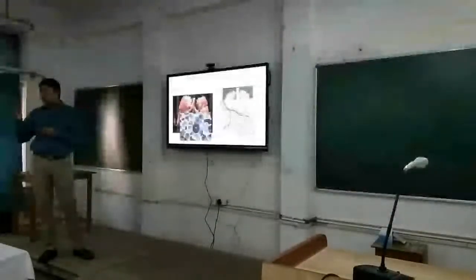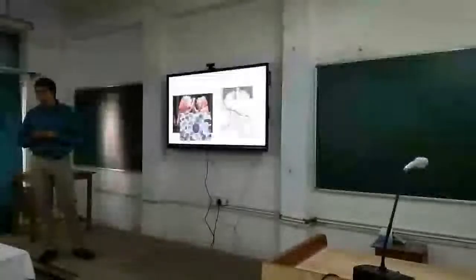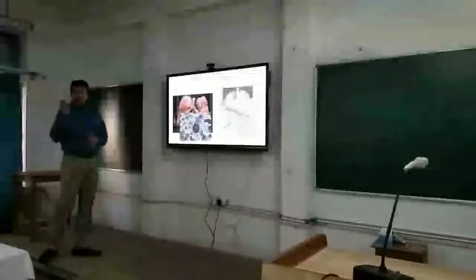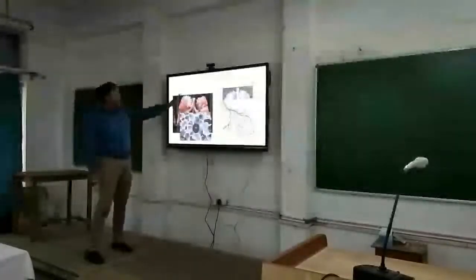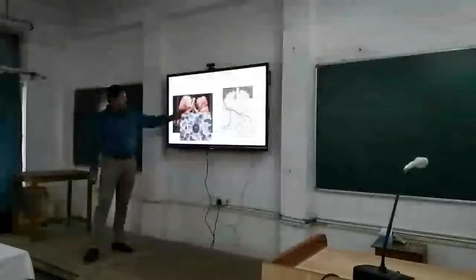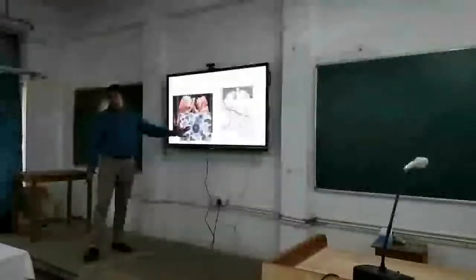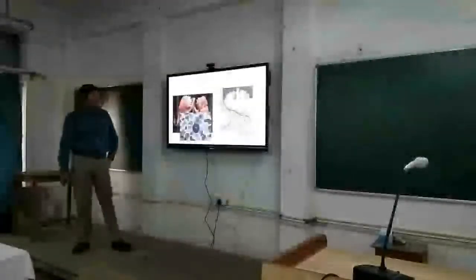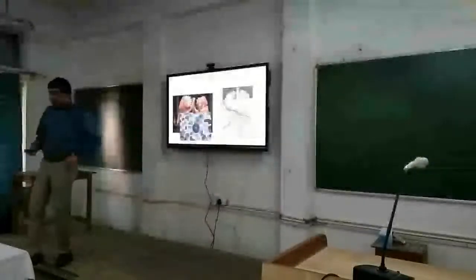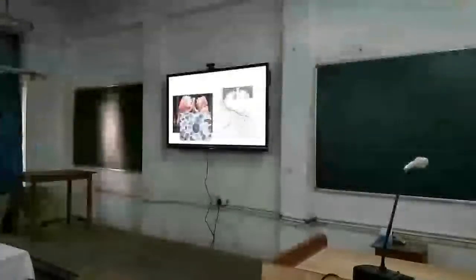alveoli, where the actual gas exchange takes place. So the diameter and the length of those alveoli are roughly 100 microns. So this is the actual image of an alveoli. So you can understand the range of the length scales involved in this type of problems.